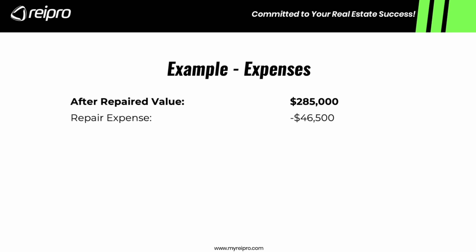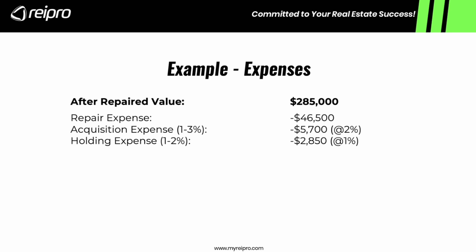So first we have our repair expense. As I went through the property, I went and noted repairs. I calculated my repair costs to $46,500. Next is the acquisition expense. So I used 2%, $5,700. Holding expense, I used at 1%, which is $2,850. And you can see I'm subtracting here. So I've got the numbers. I'm going to be subtracting all of these expenses from the after repaired value.